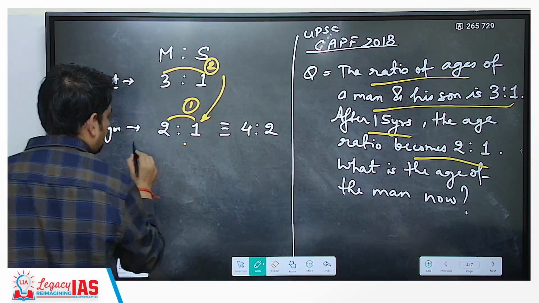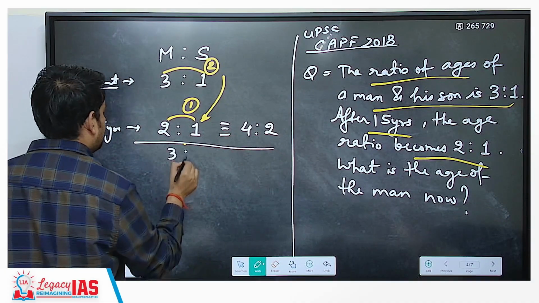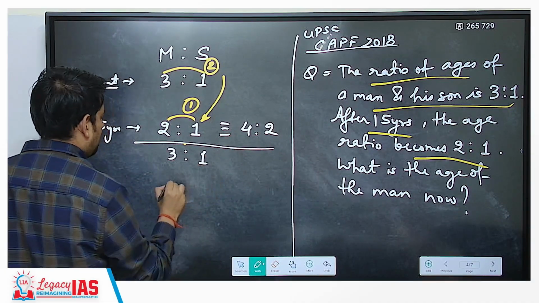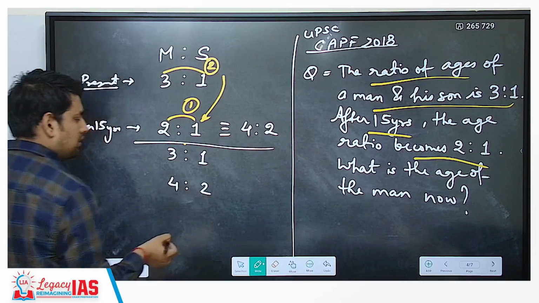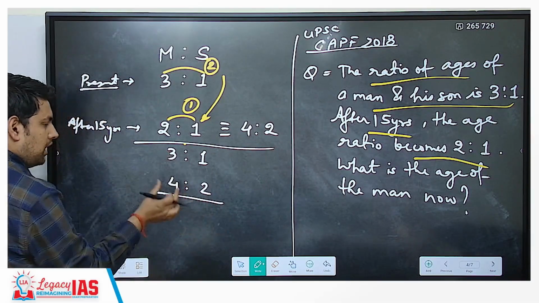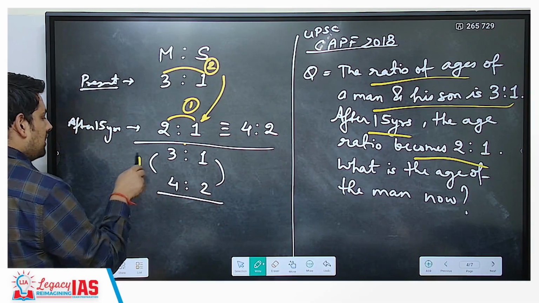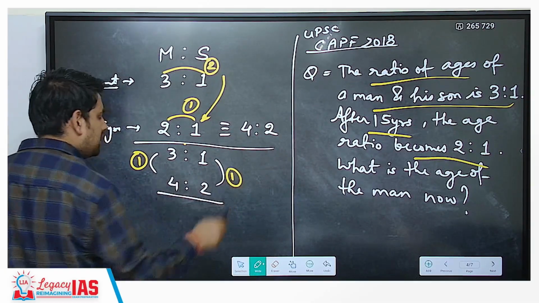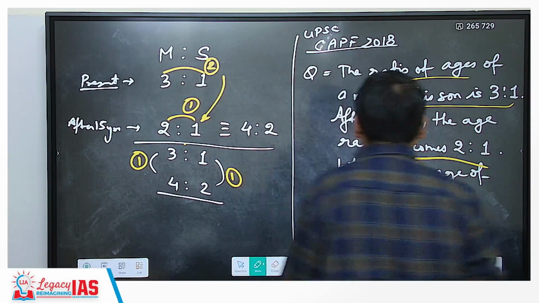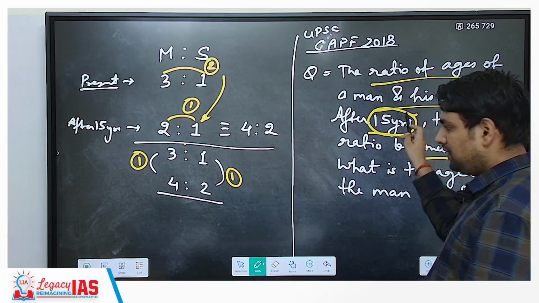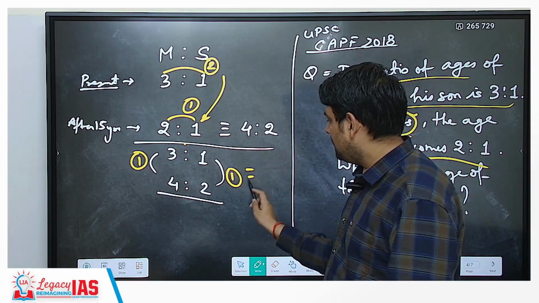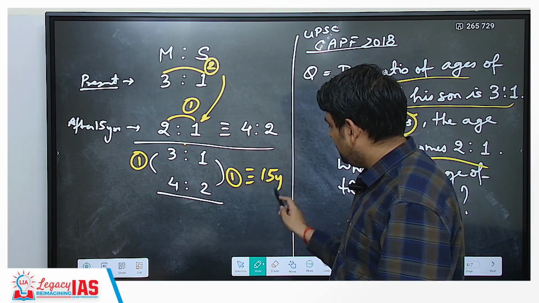So you write it again. The ratio becomes 3:1 and 4:2. Now the difference is constant, 2 and 2. Now see the difference between them. What is the difference between them? 3 and 4, difference is 1. 1 and 2, difference is 1. Correct? According to the question, how many years have passed? 15 years. So this one becomes equivalent to 15 years.